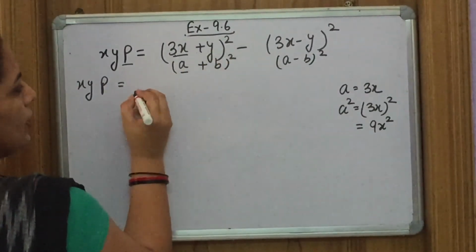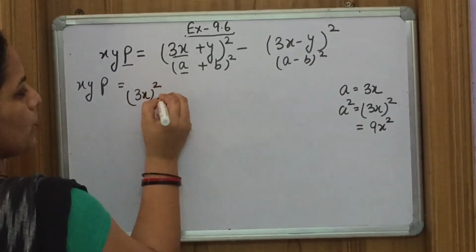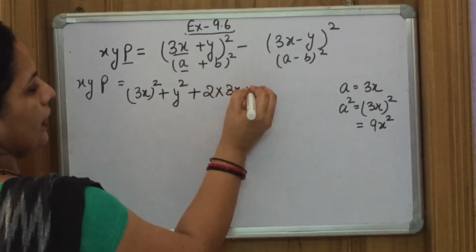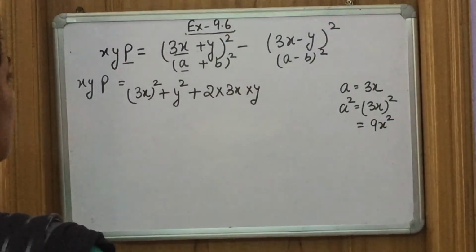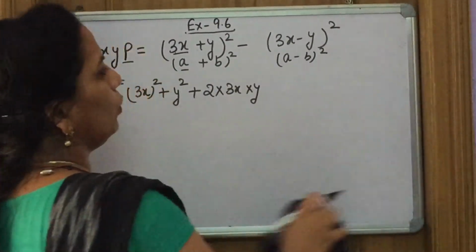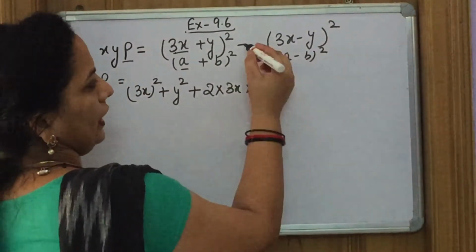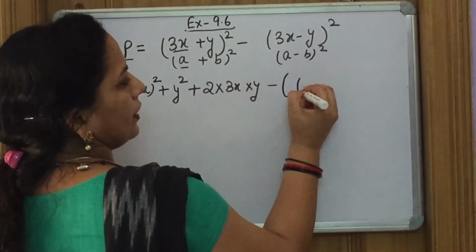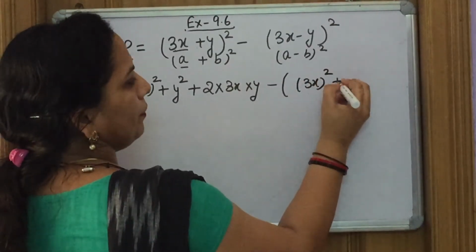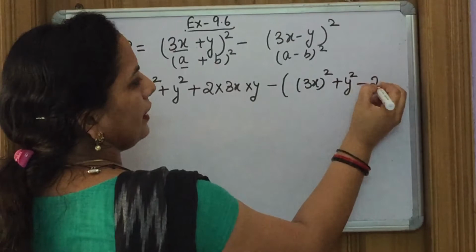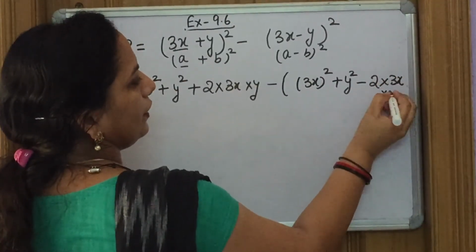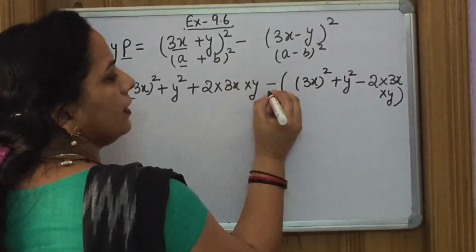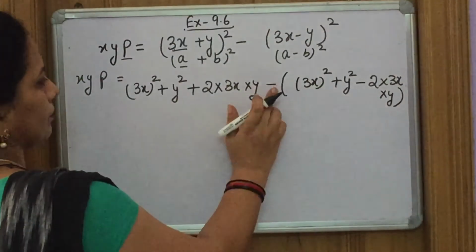(a plus b) whole square, which will be equal to a square plus b square plus 2 times a into b. This is our first term. The next term will be (a minus b) whole square. Here we have the sign of subtraction. a square plus b square minus 2 times a into b. Put this complete term in a bracket because we have a sign of subtraction.